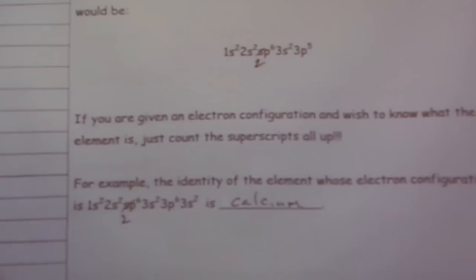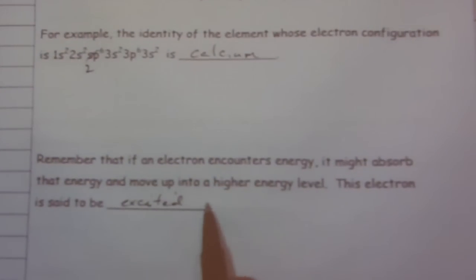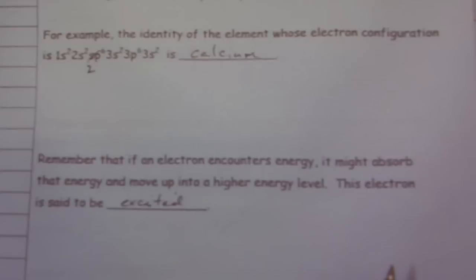electrons, must be calcium. Now remember that if an electron encounters energy, it might absorb that energy and move up to a higher energy level. This is said to be excited. So once an electron moves into a higher energy level, it's called excited.